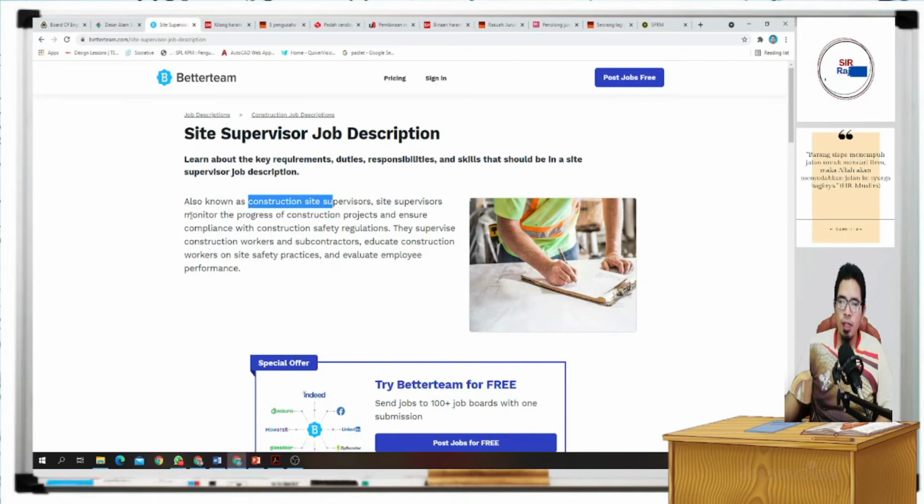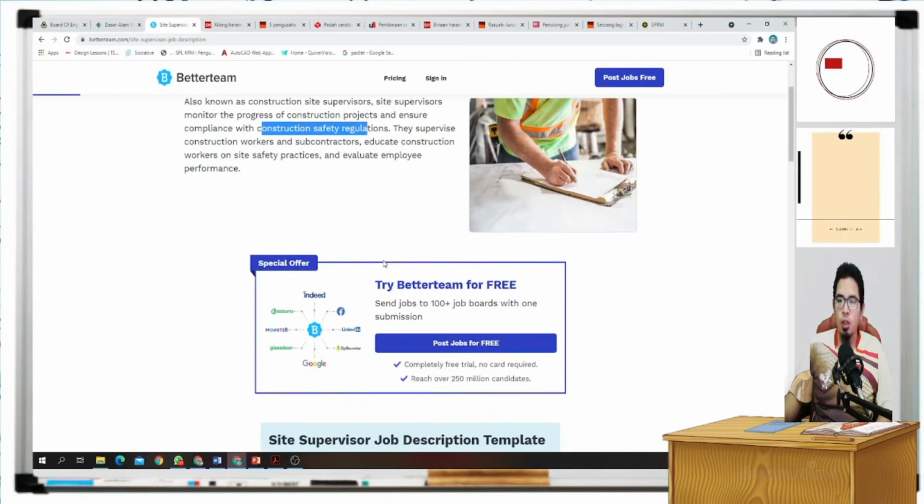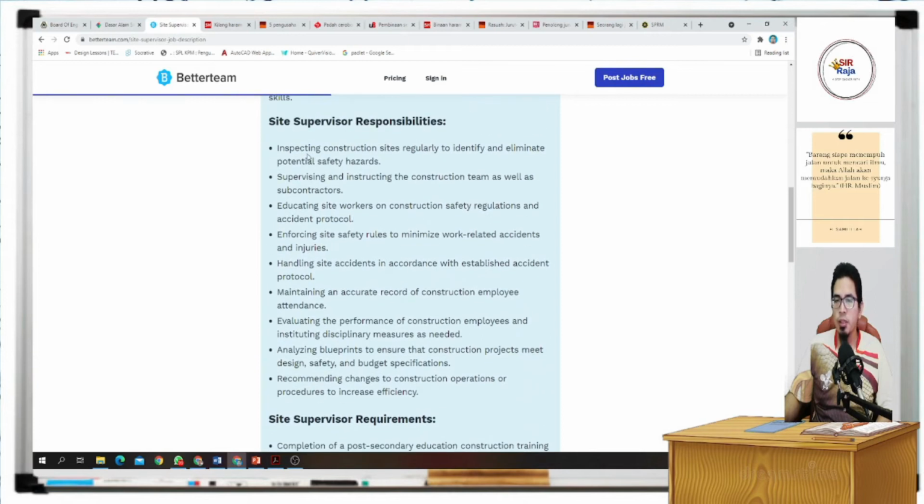What they do is supervise and monitor the progress of the construction project and ensure compliance with construction safety regulations. So there are two things: monitor the progress, make sure it progresses accordingly, and make sure of safety within the construction site. These are their responsibilities in more detail; you can pause the video and look at the detail here. Basically, a site supervisor must inspect construction sites regularly to identify and eliminate potential safety hazards, things that can create risk to the workers and to the public close to the sites. Everybody that has access to the sites must be kept safe from any hazards.